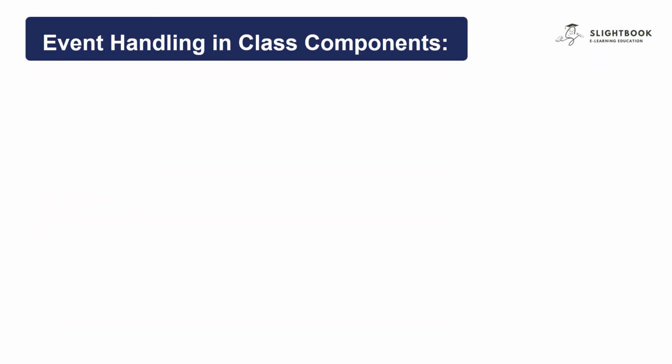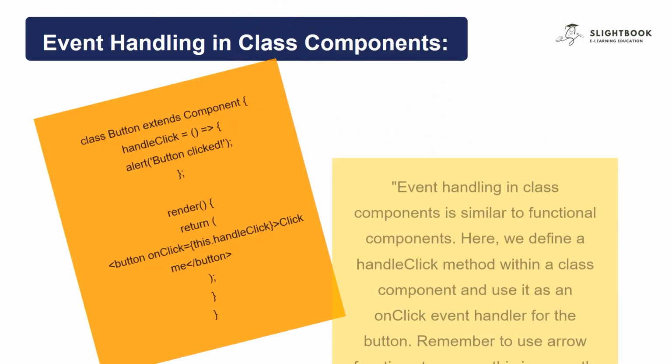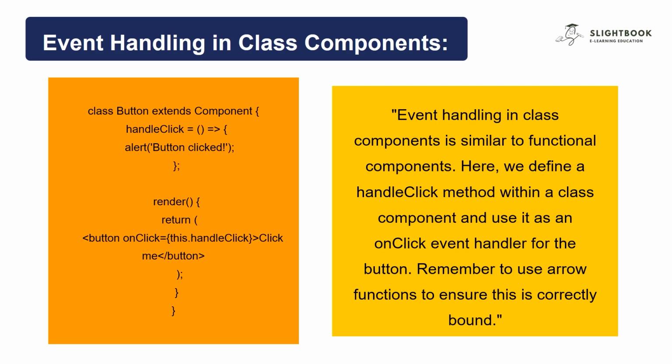Event handling in class components. Event handling in class components is similar to functional components. Here, we define a handleClick method within a class component and use it as an onClick event handler for the button. Remember to use arrow functions to ensure this is correctly bound.